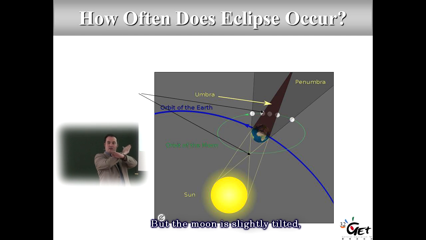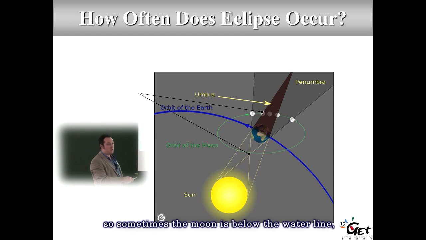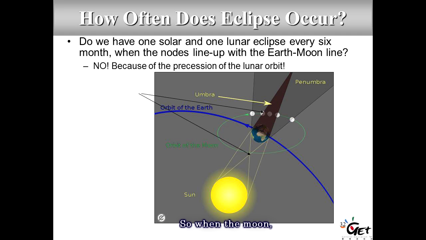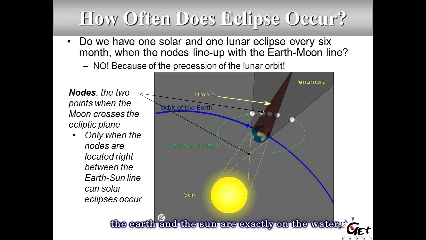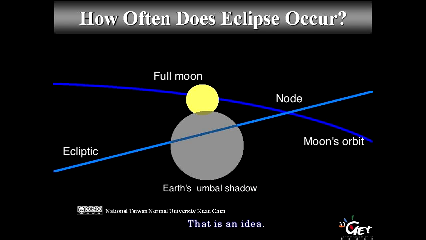But the moon is slightly tilted. The axis of rotation of the moon is slightly tilted compared to the ecliptic. So sometimes the moon is below the water line, and sometimes the moon is above the water line. Okay? So when the moon, the earth, and the sun are exactly on the water, then you have a total eclipse happening. That's the idea. So this configuration here is unfavorable for an eclipse. You have the moon below. Same thing here. But in that case, it's favorable for an eclipse. So you can compute that.